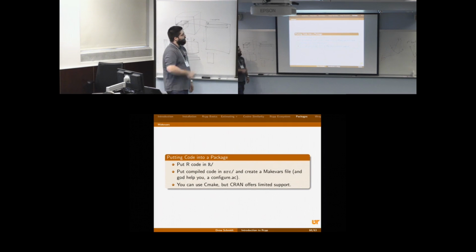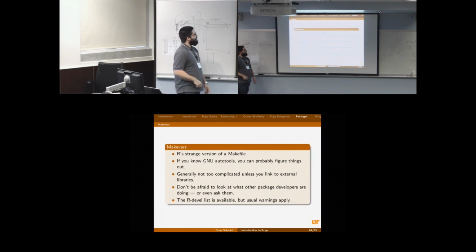So this is just sort of a wrap-up, I guess. You put the R code in R, compiled code in src, and Makevars, which is the annoying piece. God help you, a configure.ac if you need it, if you're linking to external libraries. You can use CMake, and I love CMake, but CRAN offers very limited support for CMake. I don't know that they will build Windows or Mac binaries if you use CMake, but CMake is awesome. Maybe they'll change their mind one day.